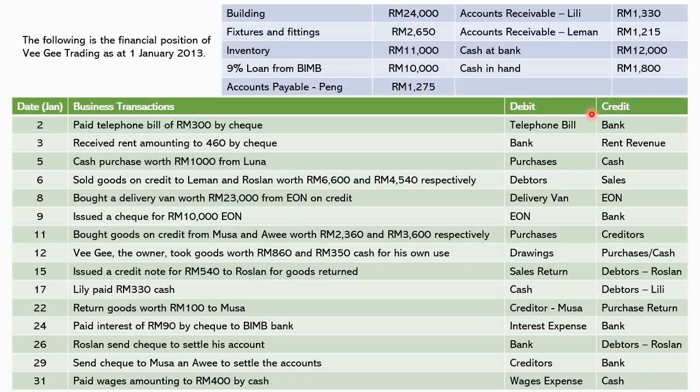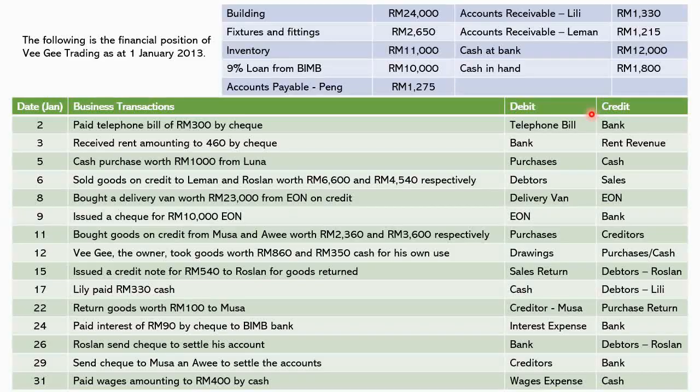Okay, on 6th of January, goods on credit to Leman and Roslan worth 6,600 and 4,540 respectively. So kita akan debit debtors Leman 6,600, credit sales, and then kita debit debtors Roslan 4,540, credit sales. Right? On the 8th, kita bought a delivery van worth 23,000 from Ion on credit.